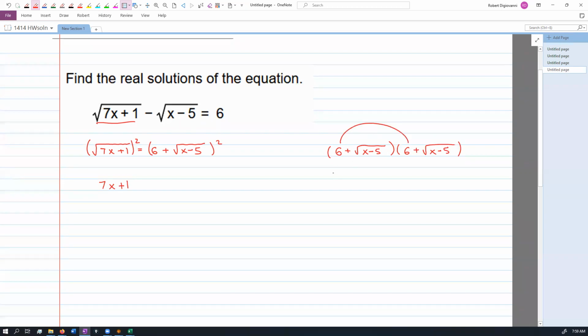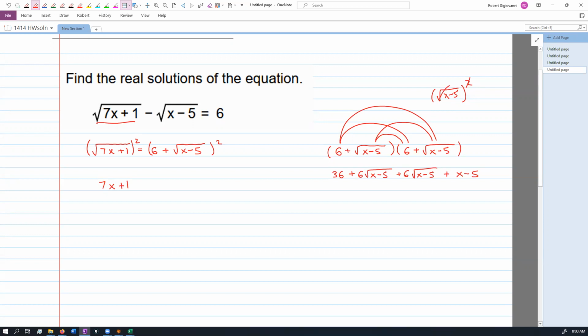So 6 times 6 is 36. 6 times that root is plus 6 times that root. And then this root times 6, again, is another 6 times the root. And then the last multiplication is the square root of x minus 5 times itself, which means you're really just squaring it, so you get just what's underneath the root. Root x minus 5 times itself kills off the root, and you just get the x minus 5.